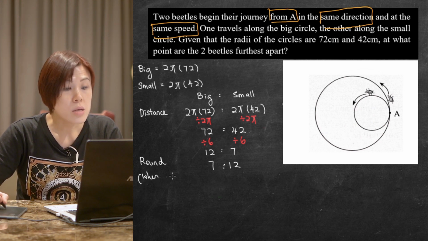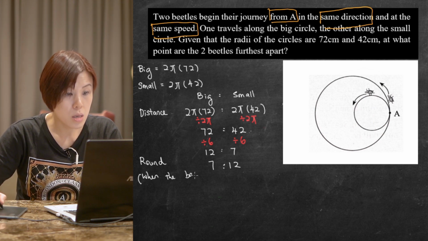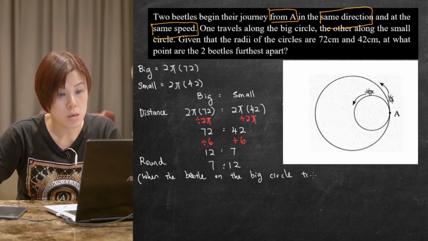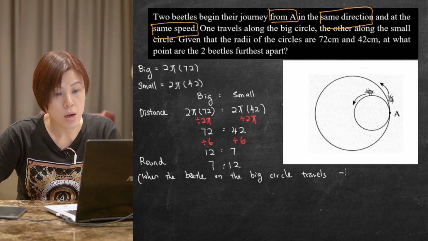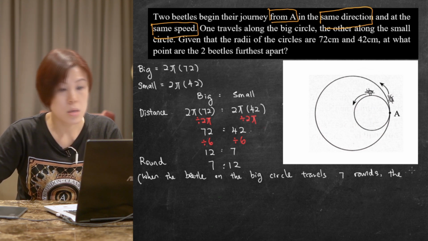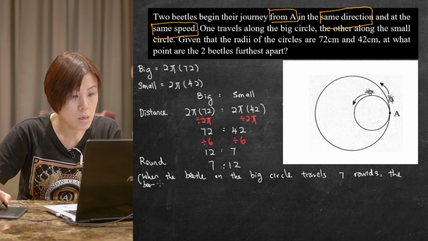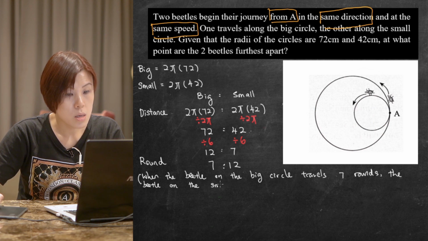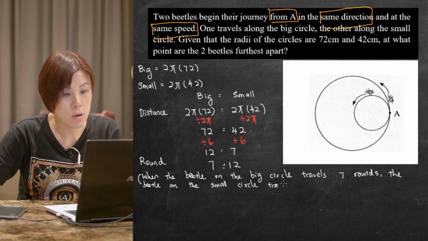When the beetle on the big circle travels 7 rounds, the beetle on the small circle travels 12 rounds.